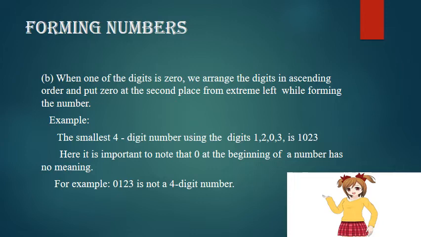Now children, it is very important to note that 0 at the beginning of a number has no meaning. Here I have asked you to form the smallest 4-digit number. If you place the 0 at the beginning, for example 0, 1, 2, 3, this will not be a 4-digit number. That is the reason if 0 is given among the digits, we never place 0 at the beginning. It is always placed at the second place from the extreme left while forming the number.